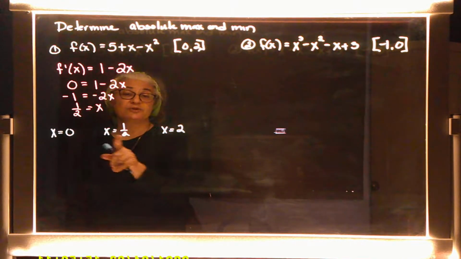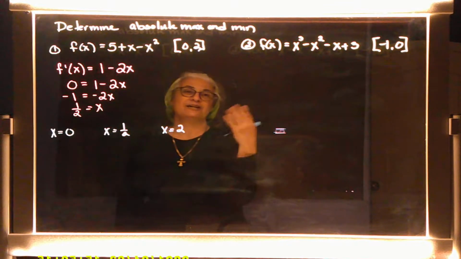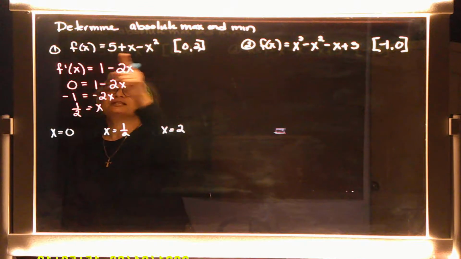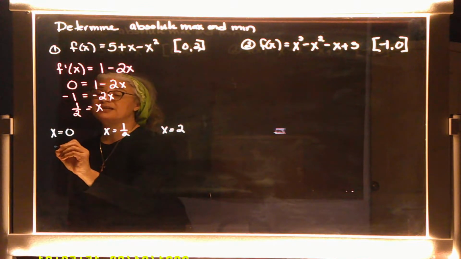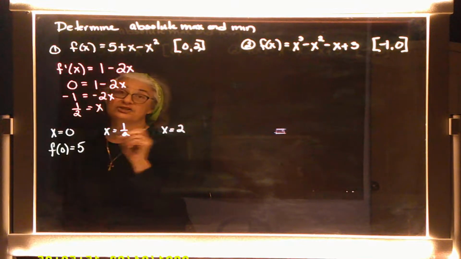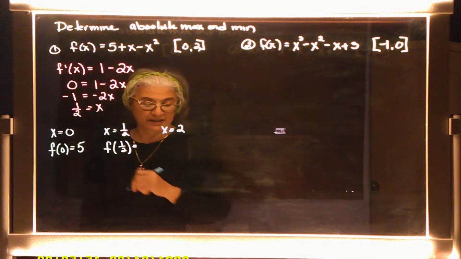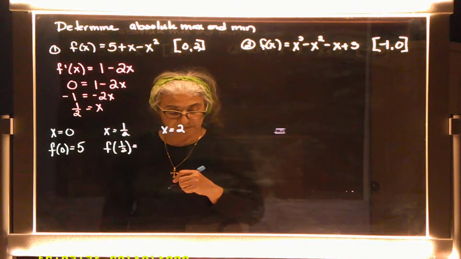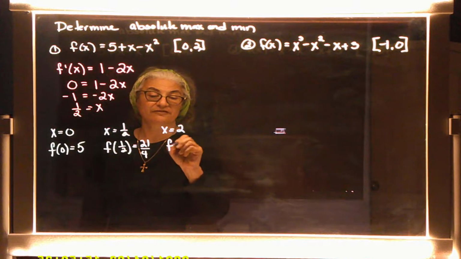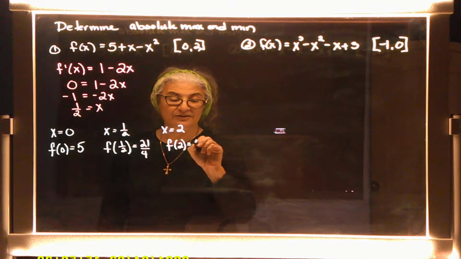Now, how do you find the y's that go with these? Plug it into the original function. Now, I'm not going to insult your intelligence. You all can plug these three numbers into this function as well as I can. So, f of 0 was, I got just 5. f of 1/2, what did I get when I plugged that in? I got 21 over 4. And then f of 2, when I plugged that in, I got 3.